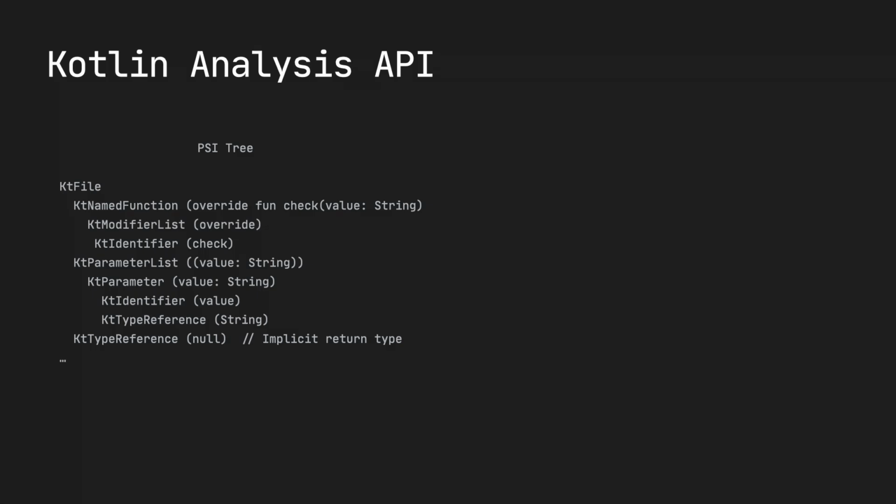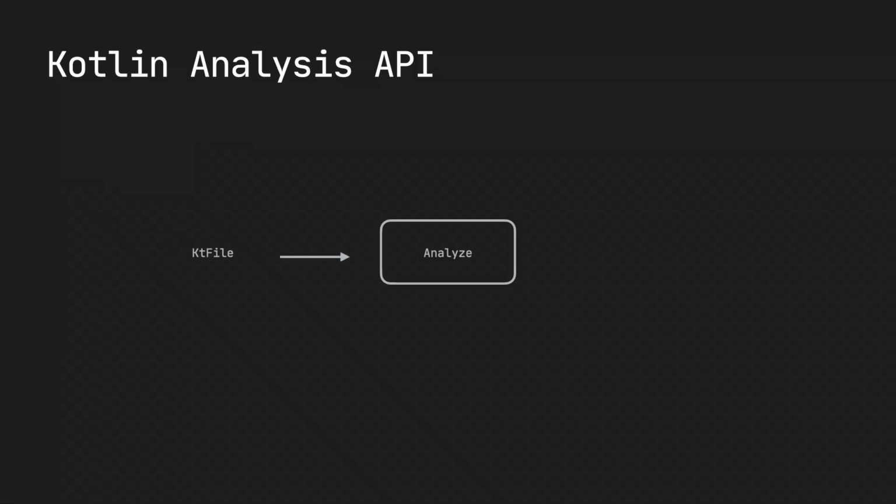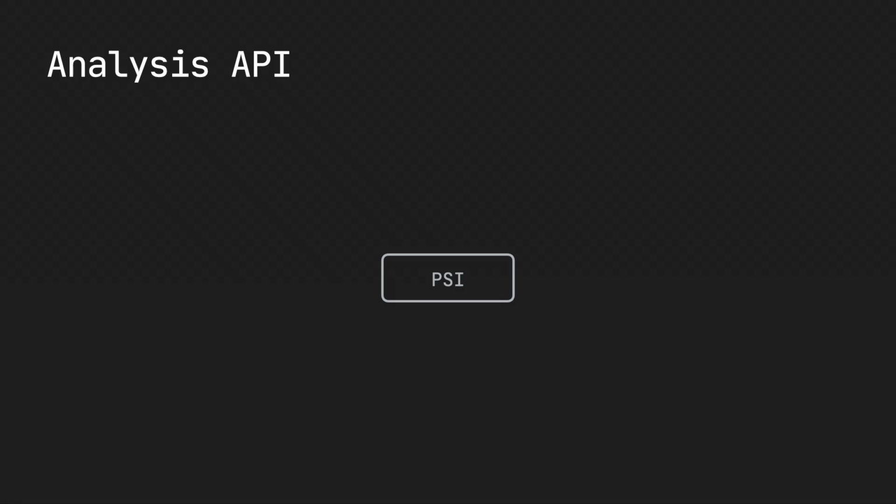When you look at this PSI tree, the way I could do analysis is by grabbing one of these elements and providing it to the Analysis API. So I could take this KT file and provide it to the Analysis API, and then I could also get a result from it. So let's look at how this works.